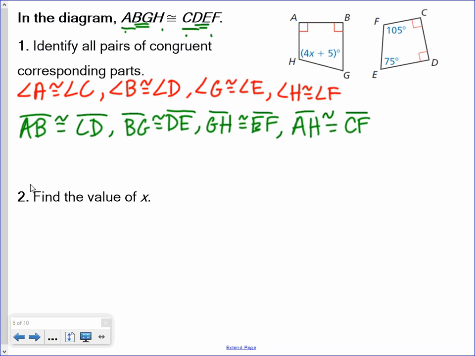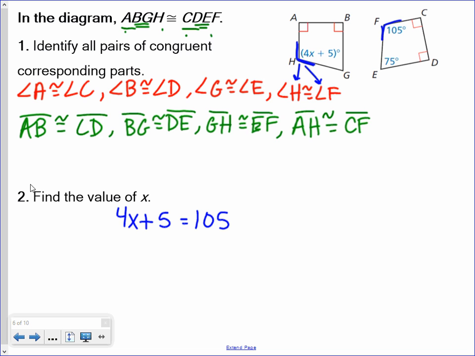And I see x labeled where angle H is, right here. That expression 4x plus 5. So again, when you think about what to set it equal to, well, what did we say H was equal to? H is equal to F. So go to your other picture, find F, which is this angle here, 105 degrees, and that's what you're going to set it equal to. So 4x plus 5 equals 105.